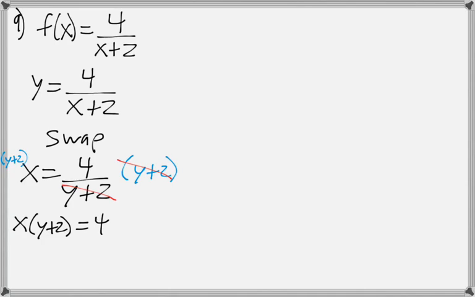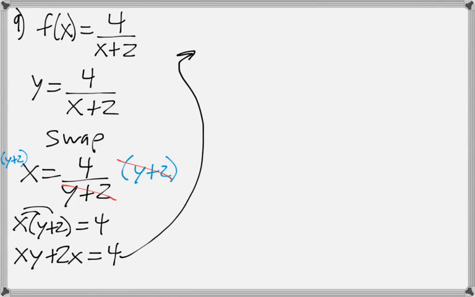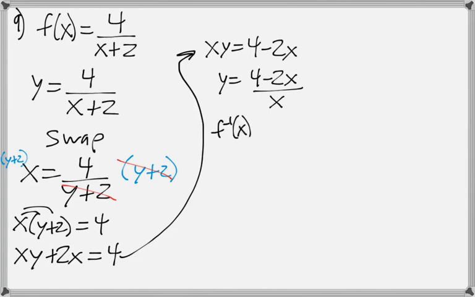So I'm still solving for y. So I want to distribute the x. So xy plus 2x is equal to 4. And let's move that 2x to the other side. And then again, we're trying to get y by itself, so lastly, let's just divide both sides by x. And call it the inverse.